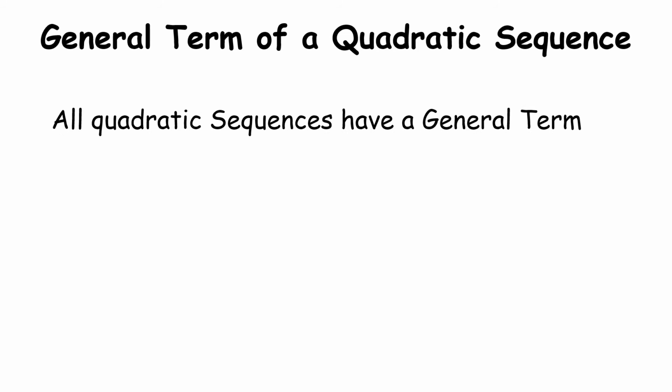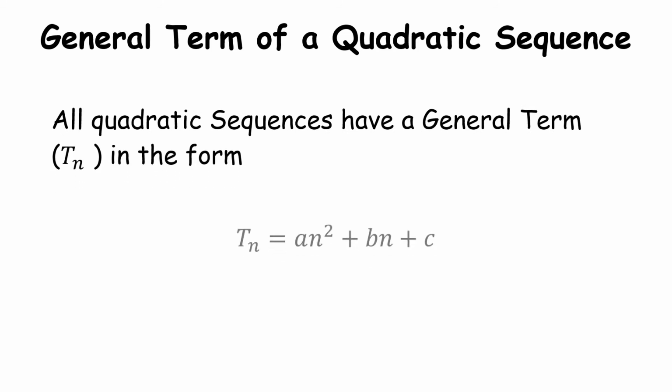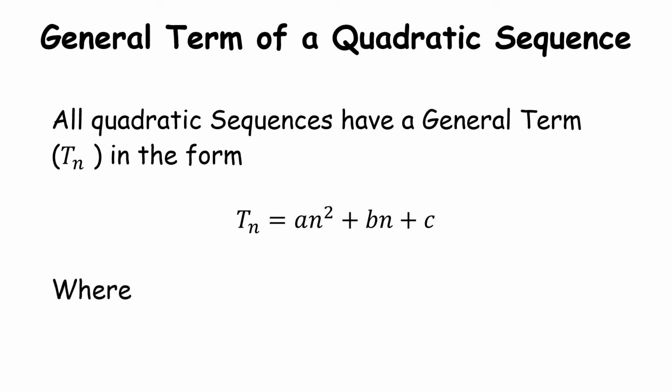So now let's talk about the general term of a quadratic sequence. All quadratic sequences have a general term, Tn, in the form Tn is equal to an squared plus bn plus c, where 2a is equal to the second difference. That's a really important piece of information. Without remembering this, you're going to really struggle to work out your Tn, your general term.